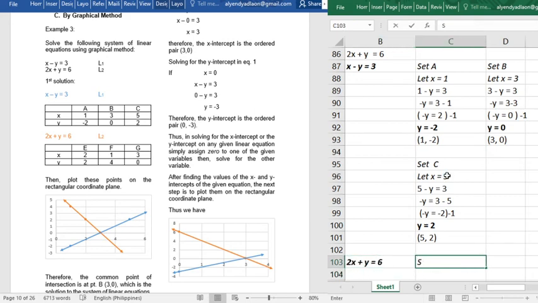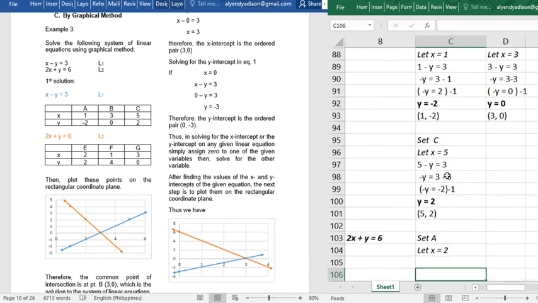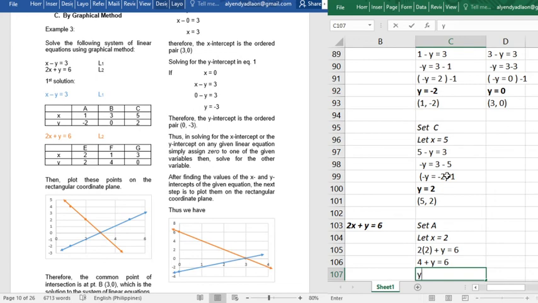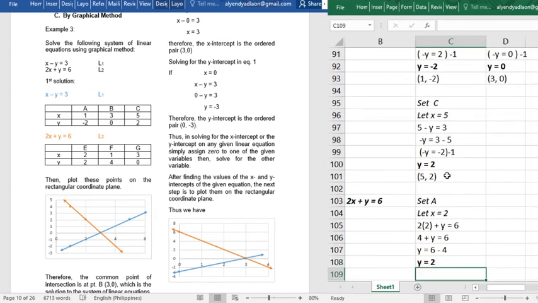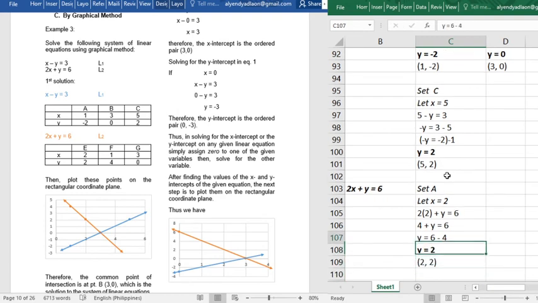Let us try set A. For set A, let x be 2. So if x is 2, how much is y? 2 times 2, that is 4, plus y equals 6. So we have y left, and then 6 minus 4, and then we can get y equals 2. Therefore, if x is 2, y is also 2.